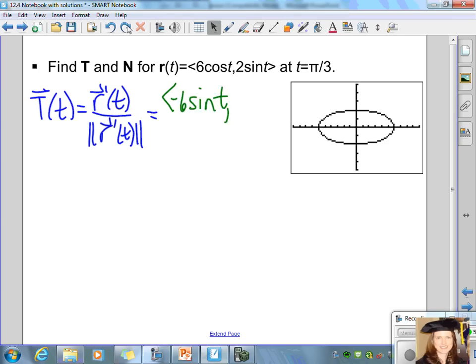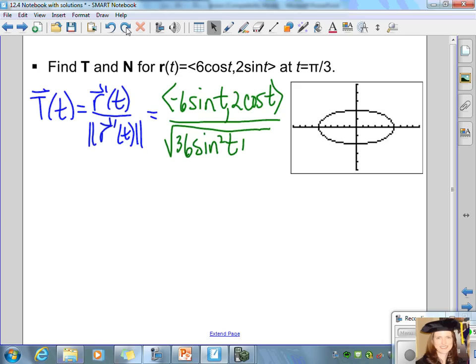So r prime, the derivative of the vector: the derivative of 6 cosine t is negative 6 sine t, and the derivative of 2 sine t is 2 cosine t. We're going to divide that by the magnitude of that, which is each component squared, added together, and take the square root. So when you square the first term, you get 36 sine squared t, and square the second component, you get 4 cosine squared t.